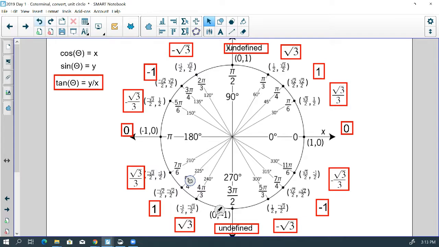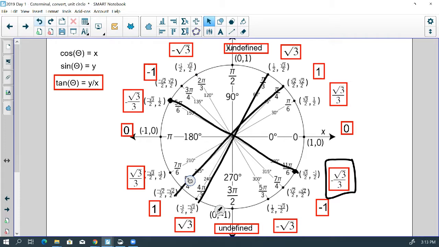Well, watch this. This 5 pi over 6 has a tangent of negative rad 3 over 3. If you continue down that line, you reach another angle that also has a tangent of negative rad 3 over 3, because it is the slope of that line. And this line has one slope. It happens to be rad 3. This line has a slope of 1. So this angle has a tangent of 1, and this angle has a tangent of 1. So that's another thing that might prove to be helpful.